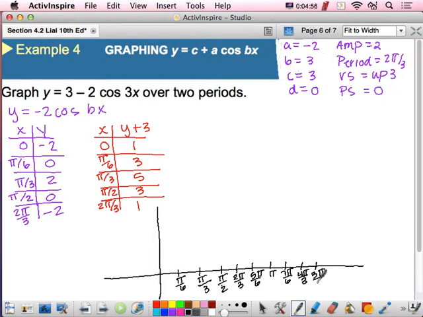Do you guys think I'm far enough out? Yeah. 10 pi over 6 is 5 pi over 3. And then you need 2 pi. That would be 11 pi over 6. And then I would be up to 2 pi. So hopefully that's enough. Okay, let's take a look.